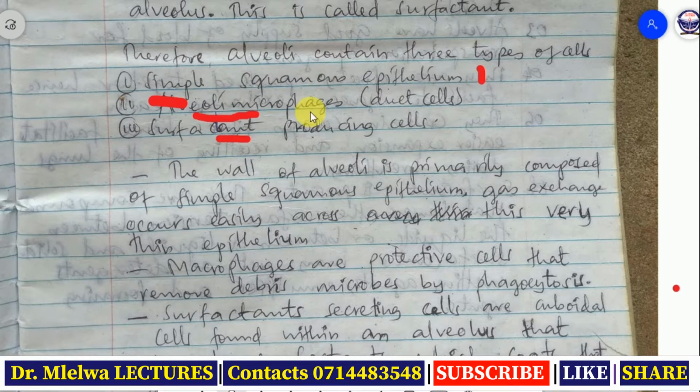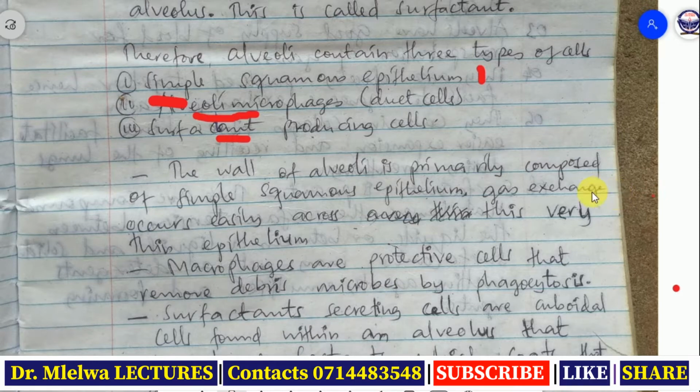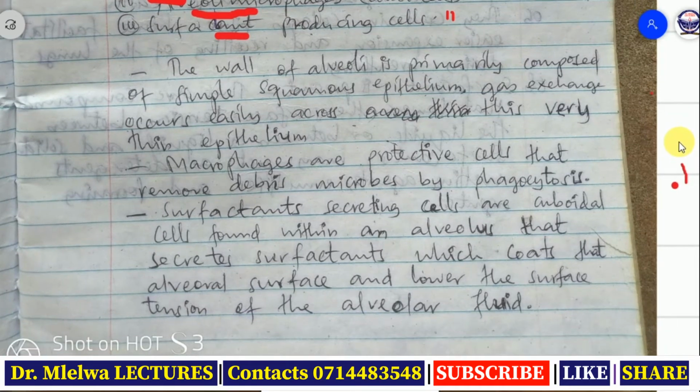The alveolar macrophages are just called alveolar macrophages, but the surfactant producing cells are sometimes called the pneumocyte type 2. So we have pneumocyte type 1, pneumocyte type 2, and the alveolar macrophages. What we are going to discuss here is the function of each type of cell in the alveoli. What is the function of macrophages? What is the function of the simple squamous epithelium? And what is the function of the surfactant producing cells?